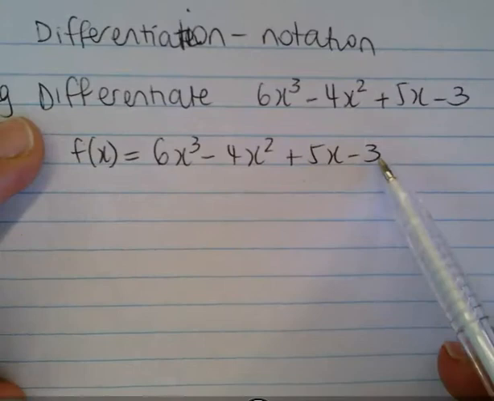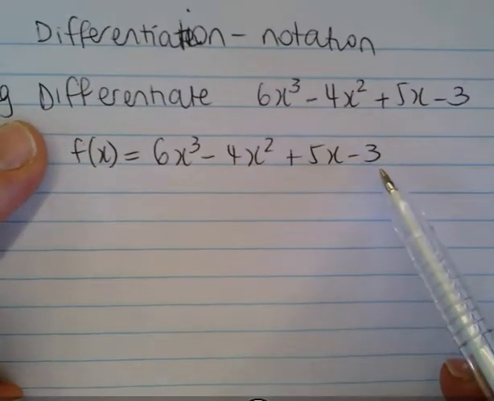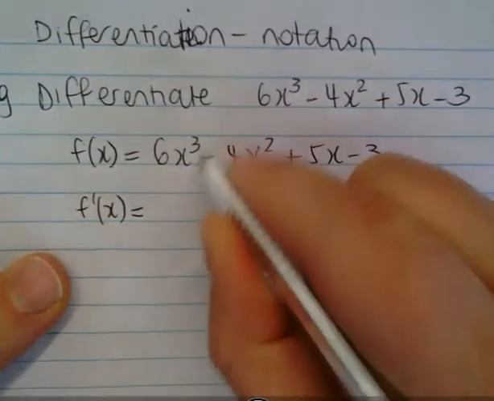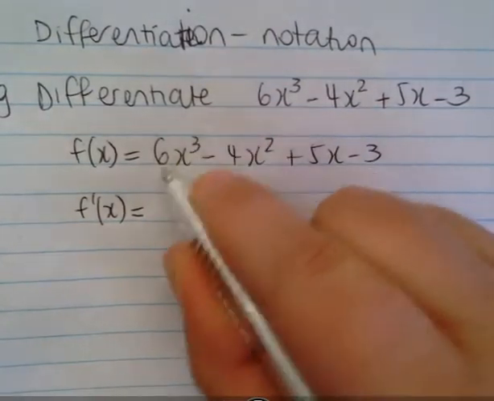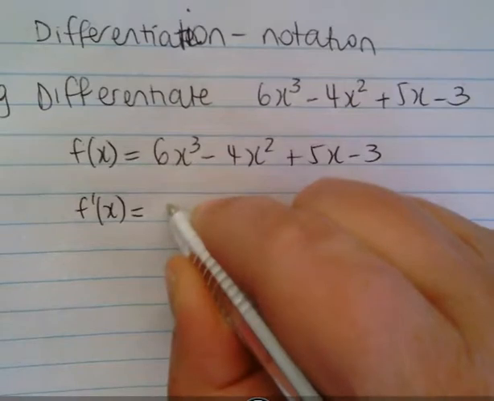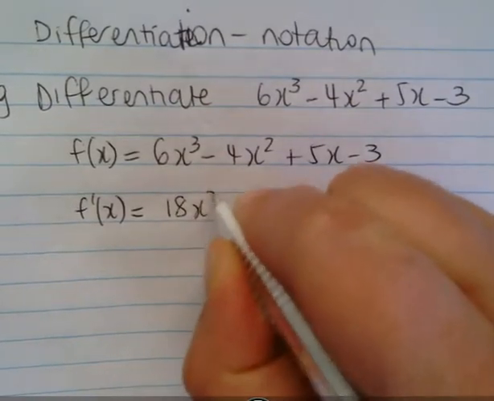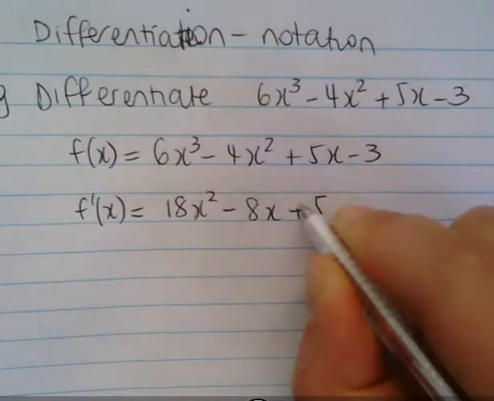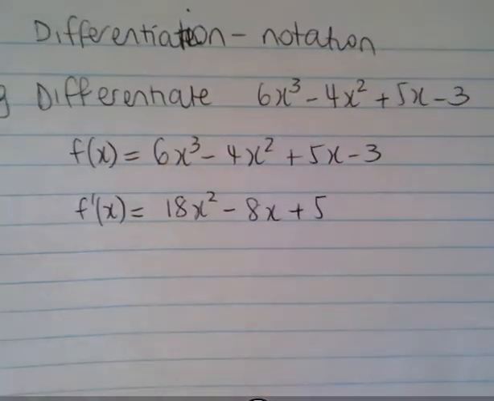Now, if the question's presented this way, your derivative is f dashed x, okay? And what's my answer? 6 times 3x squared, what do you get? 18x squared minus 4 times 2x is 8x plus 5, and you get the 0.